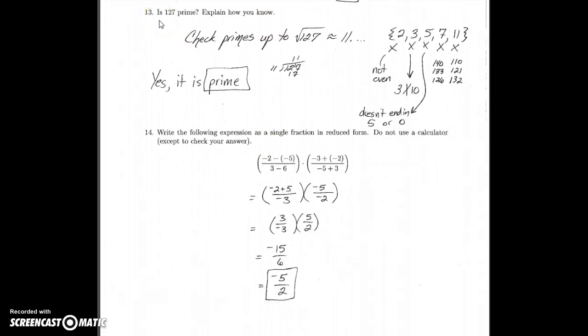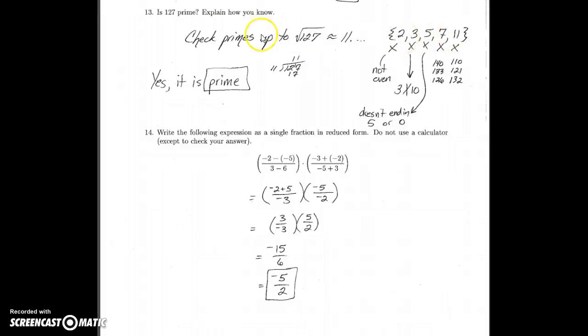Is 127 prime? So when I'm looking for a specific number, I'm checking up to the square root of that number. Here in this case, I know it's 11 point something. It's not quite at 12. 12 squared is 144. And if you need to use the calculator to figure out what the square root of 127 is, that's fine. But these I do want you to check by hand or by long division or by shortcut method, something like that. We need to check all of these primes.